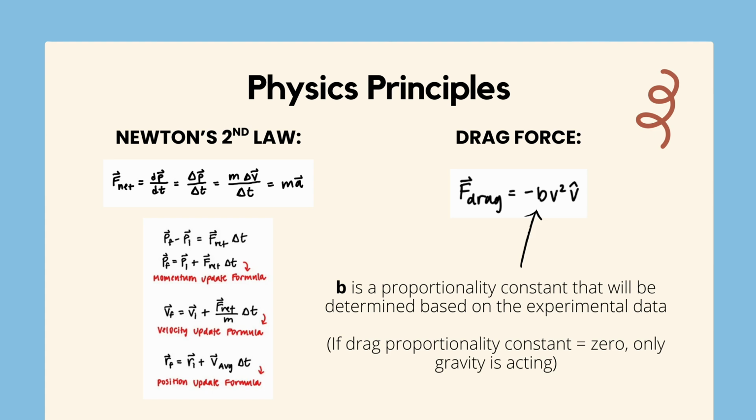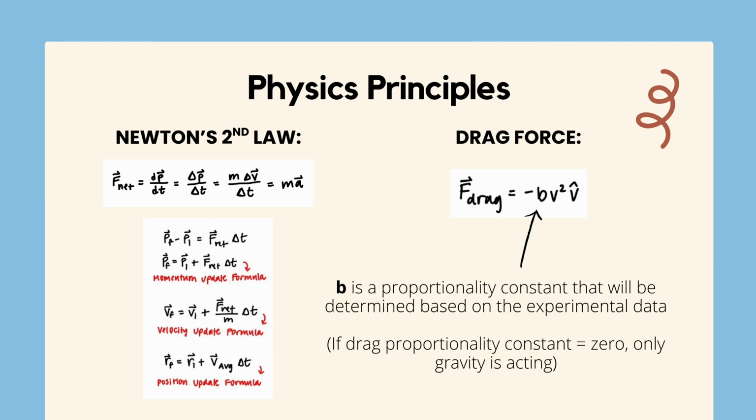The physics principles used in this lab are Newton's second law and the drag force formula. Newton's second law states that the net force acting on an object is equal to the change in time of its momentum, as shown in the equation F net equals dp over dt. After rearranging this equation, we can derive the momentum update formula, the velocity update formula, and the position update formula. We will be applying the momentum principle to update the velocity and position of the object at each time step.